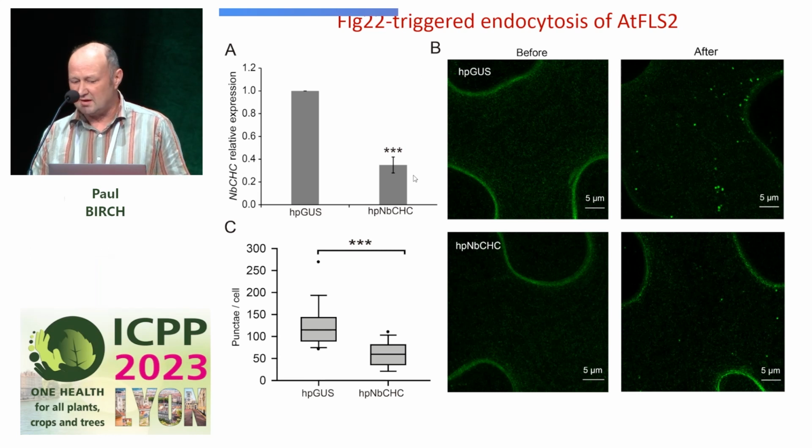We then looked at endocytosis by expressing the pattern recognition receptor FLS2 fused to GFP inside the benth cells. And we can see that that's normally at the plasma membrane, unless we treat these plants with the ligand, the bacterial PAMP flg22, which then causes endocytosis within the first half an hour to an hour after treatment. If we silence the clathrin in these cells, then there's a significant reduction in that endocytosis.